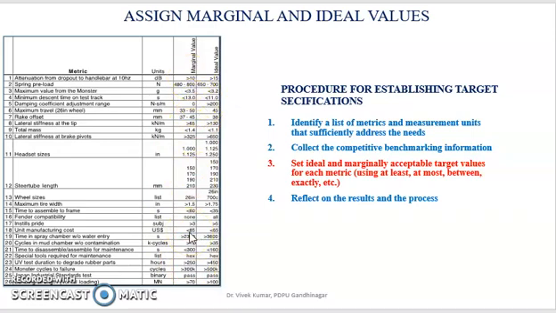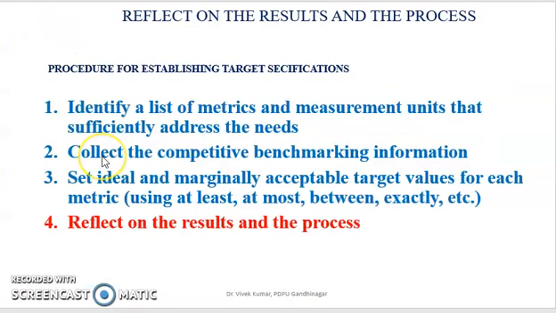Both of these targets are useful in guiding the subsequent stages of concept generation and concept selection, and for refining the product specifications. The final step in the procedure for establishing the target specifications is to reflect on the results and the process. In this step, we analyze the outcomes of the earlier steps. The team may require some iteration to agree on the targets. Reflection after each iteration helps us to ensure that the results are consistent with the goals of the project.